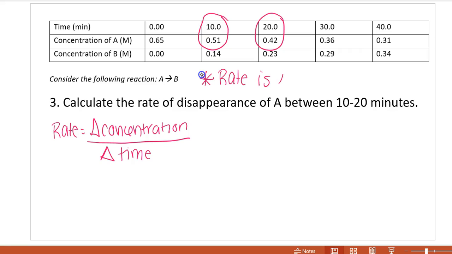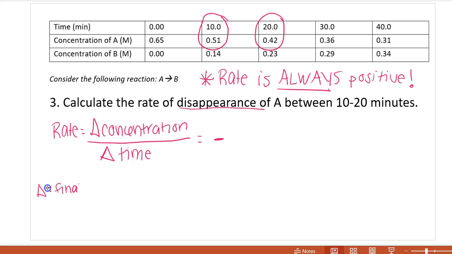It is also important to note rate is always positive. So anytime we have rate of disappearance, we want to add a negative sign before our calculation. Or you could always just keep bigger number minus a smaller number, that way rate is always going to be positive. But traditionally when we do the change in, we normally do final minus initial.